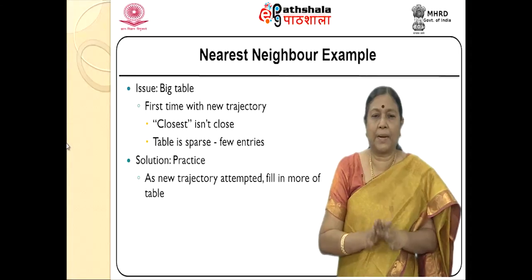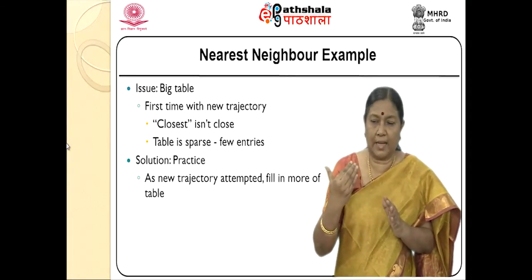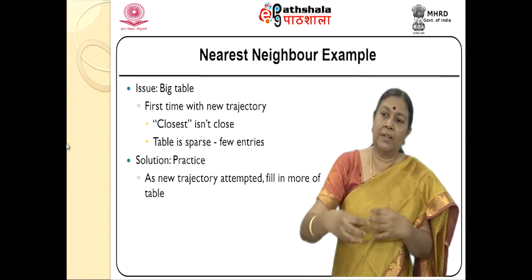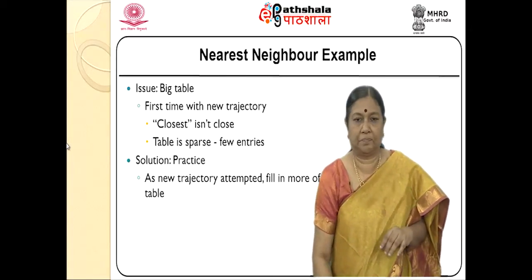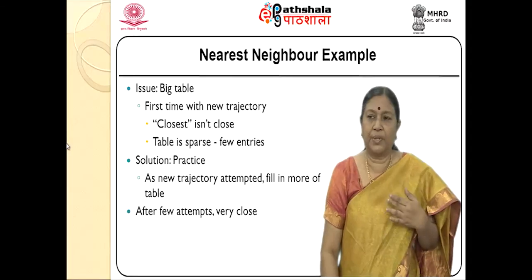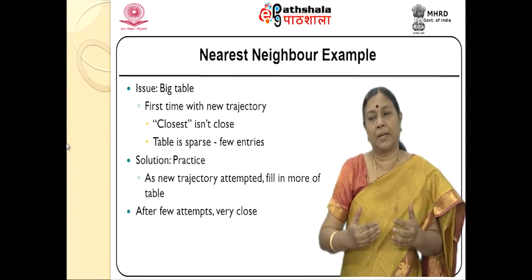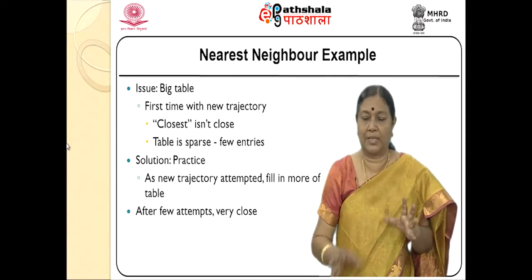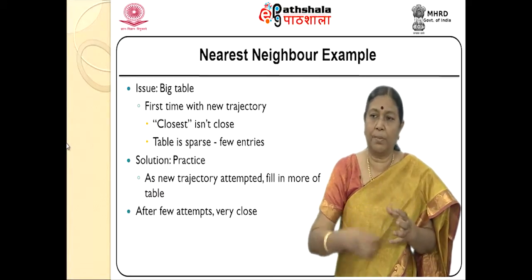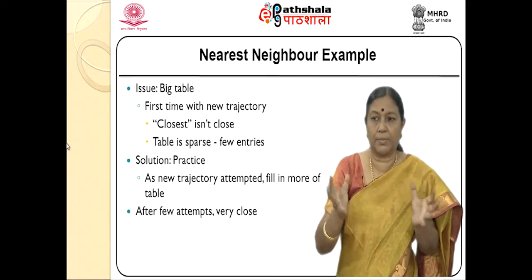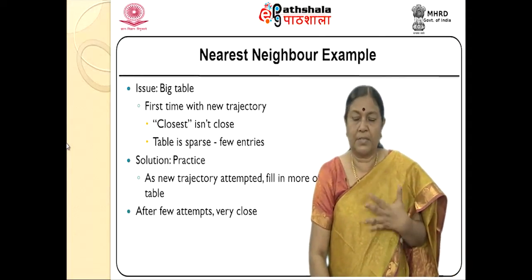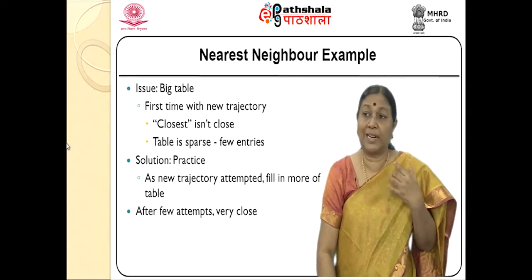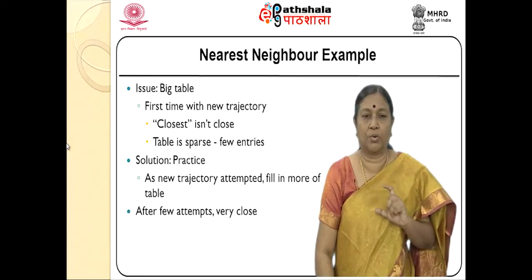The solution in practice is, as new trajectories are attempted, you fill in more in the table, so that you can make better approximations later. After a few attempts, this will become very close. When you start off, it will not be very good, but as you fill in data and the table becomes more and more filled, your attempts will be more successful and you will get close neighbors. This is defining the close.